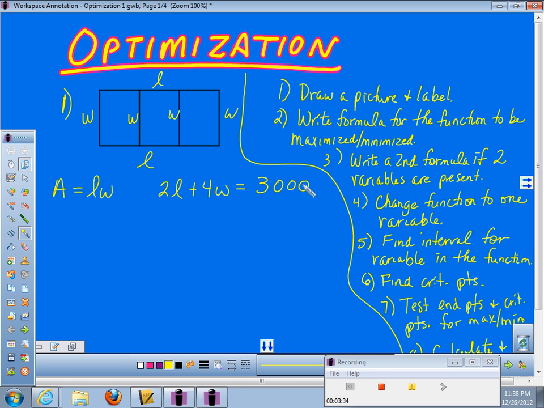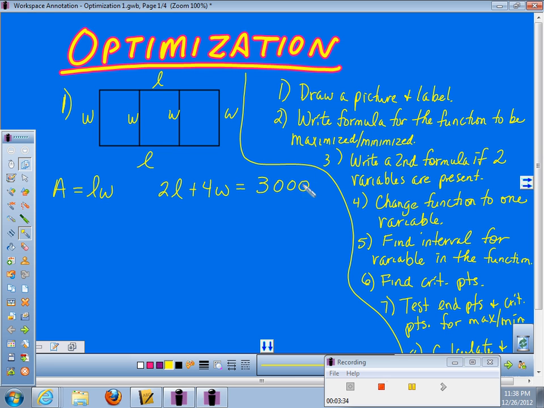Okay, before we can optimize this or find the absolute maximum or minimum, we have to have our function in one variable, because we know we're going to need to take the derivative of this and find the critical point. So I need to get the area formula turned into all one variable. It either needs to all be L's or all be W's. It doesn't matter which one you use.